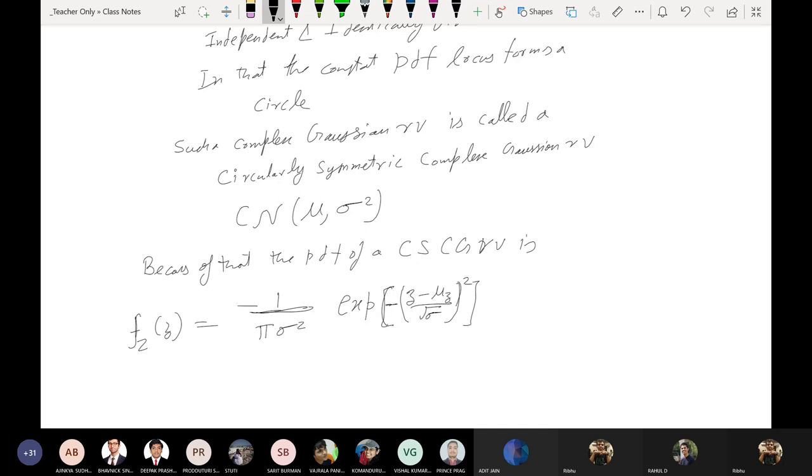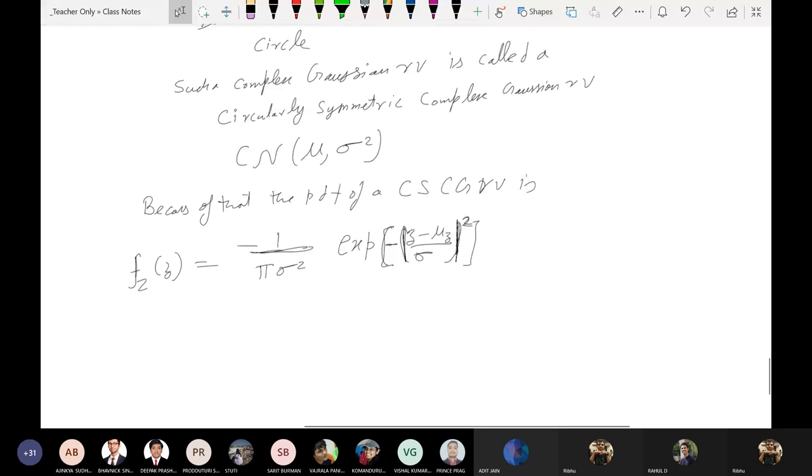Sir, it should be the modulus of that, right? It shouldn't be root sigma, it should be sigma. And it should be modulus. Mod of this. Okay. Mod square this, because of the real part and the imaginary part. Yes. So this is how you define the PDF of a complex Gaussian random variable.